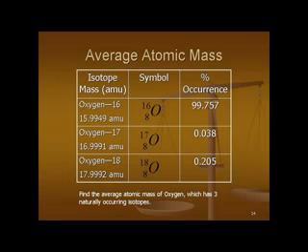And then the percent occurrence. And you'll notice that oxygen 16 is 99.757% of oxygen atoms. 0.038% of oxygen atoms are oxygen 17. And 0.205% of oxygen atoms are oxygen 18. And we're going to use this percent occurrence and the mass of the individual isotopes to find the average atomic mass.